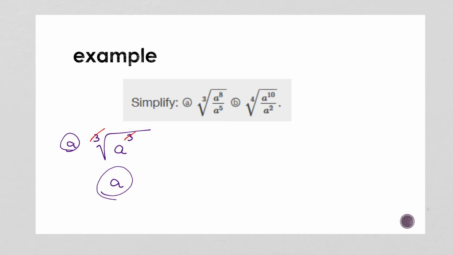All right, on B, you've got the 4th root of, and remember, subtract, so we've got a to the 8th power, and then the fast and easy way is to take this divided by that, and you get a squared as your final answer on part B.